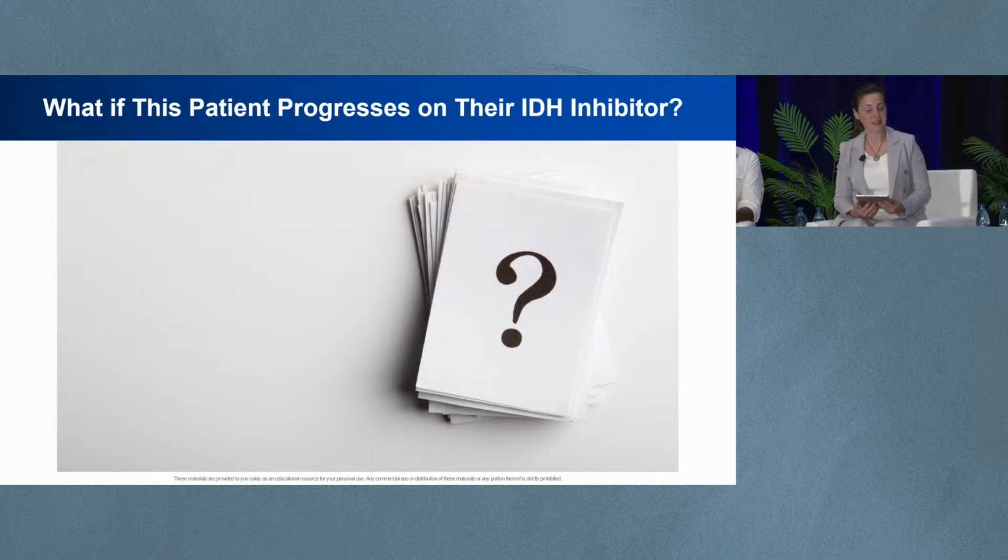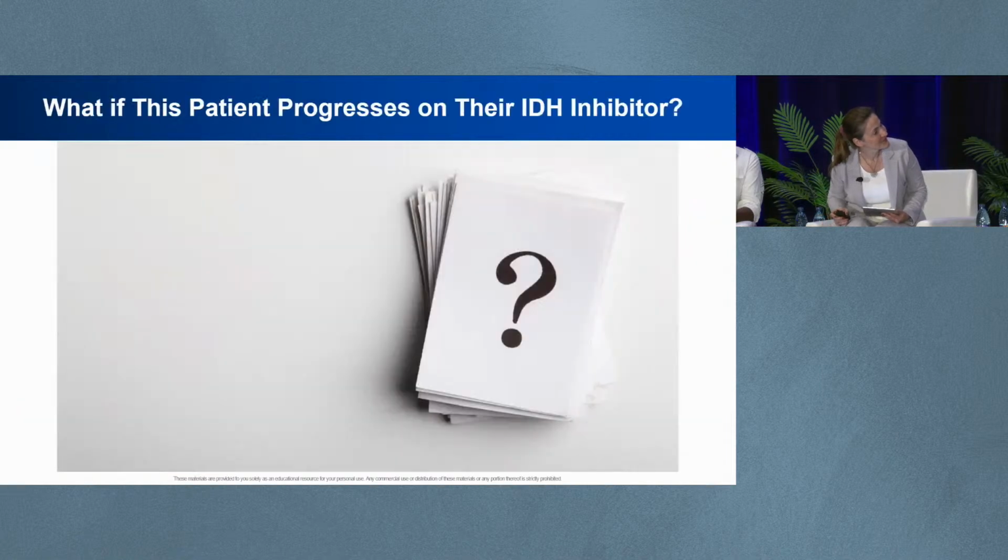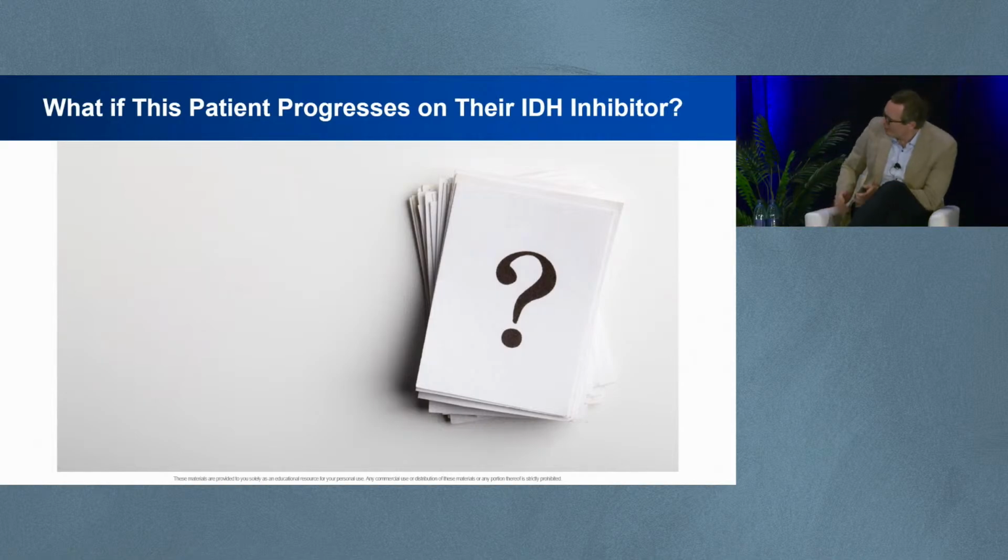The next question here is, what if this patient progresses on their IDH inhibitor? What would you guys do? Well, I guess it depends a little bit on what the progression looks like, what the location is, the tumor size, and whether surgical resection, for example, is again an option. So I would probably speak to my neurosurgical colleagues first and ask whether another resection is an opportunity, and otherwise I would consider radiochemotherapy.